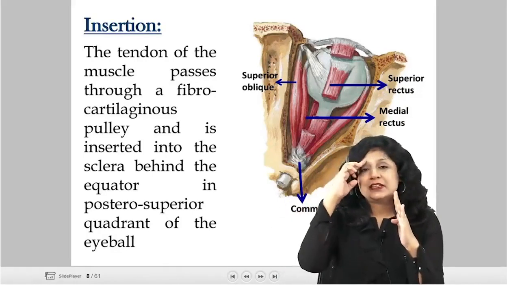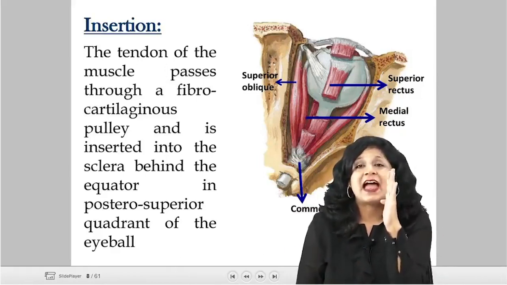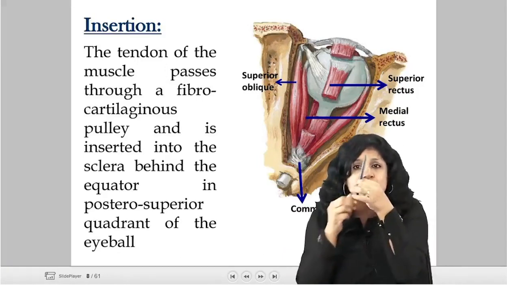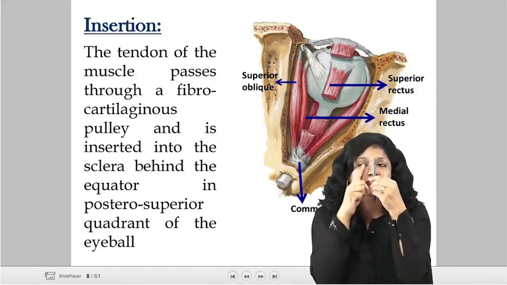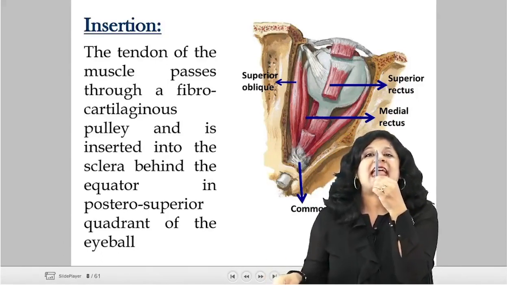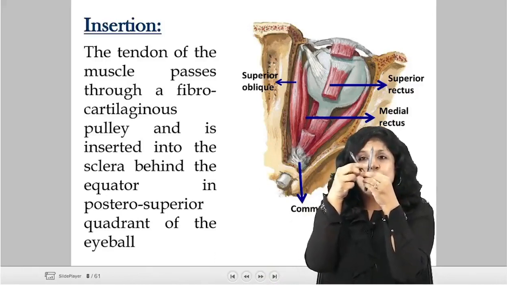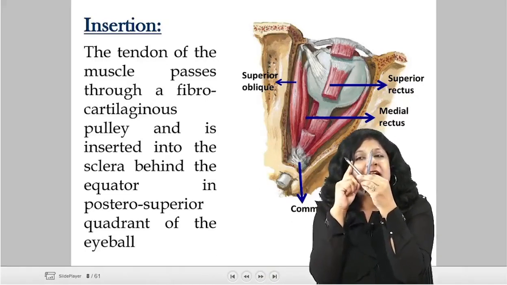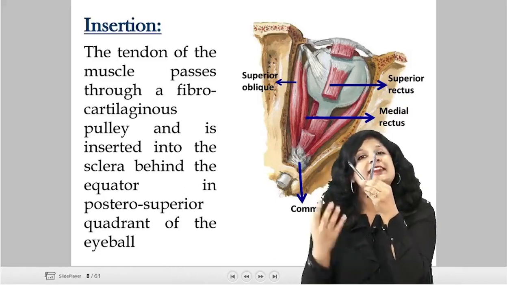But if I talk about the superior rectus and the inferior rectus, they are just at a very small angle, that is 23 degrees. So suppose this is your optical axis, right? It's passing through the center. So basically the axis of the rectus muscle is not like this, it is at a very small angle, and that too laterally, and what is that angle? 23 degrees.